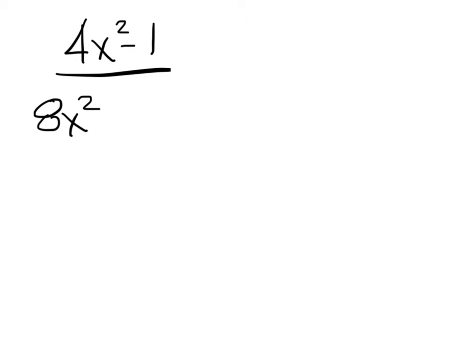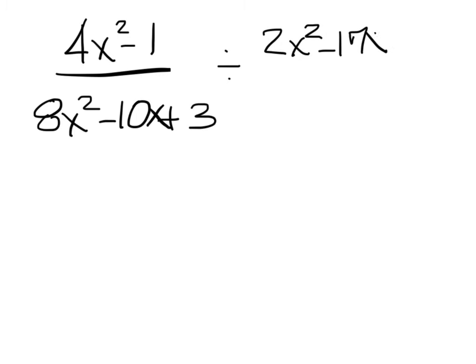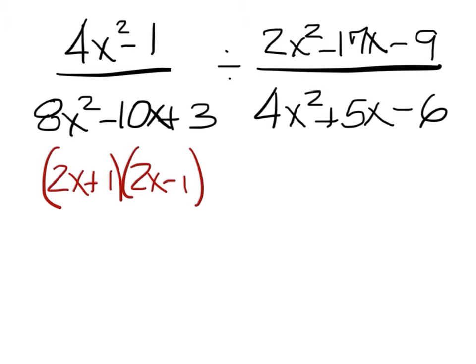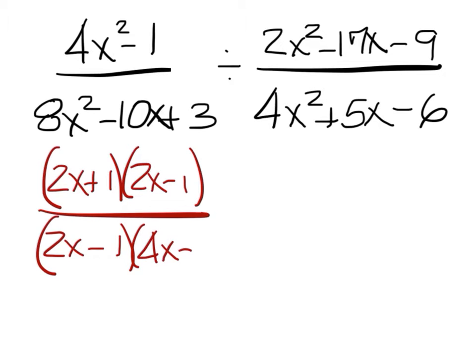The practice problem is 4x squared minus 1 over 8x squared minus 10x plus 3 divided by 2x squared minus 17x minus 9 over 4x squared plus 5x minus 6. For this practice problem, here is how this breaks up. It should be 2x plus 1 and then 2x minus 1. On the bottom you'll have 2x minus 1 and then 4x minus 3.